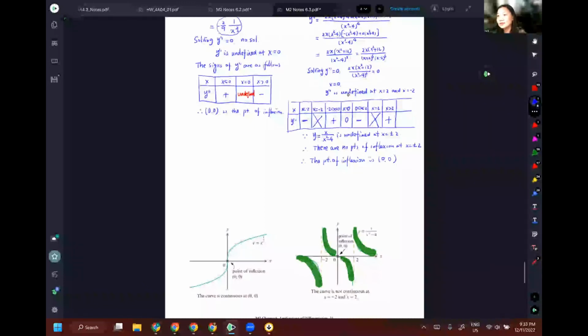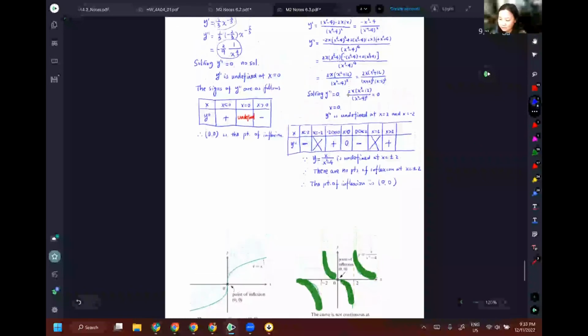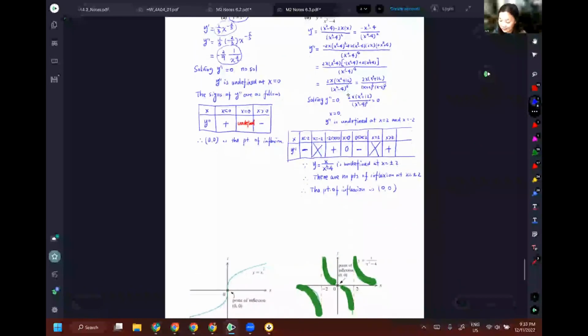And also, I don't think this one is stationary. Is it stationary? It's not. You can see at 0, the first derivative is not 0. First derivative not 0. Second derivative 0.